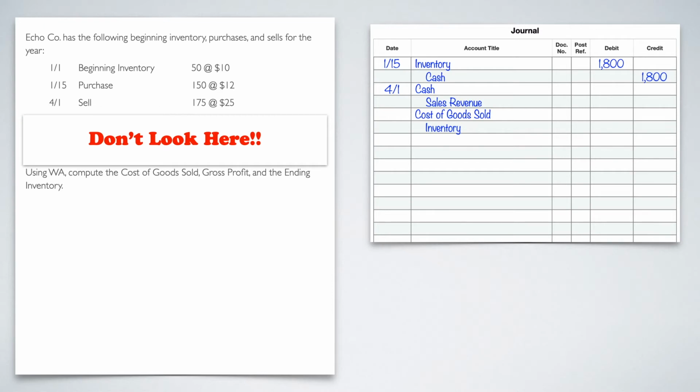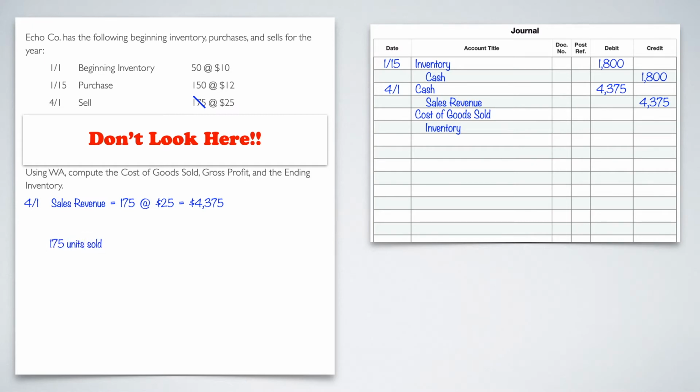But again, just to go through the calculations and make sure we're there, sales revenue is 175, how many we sold, times the 25 that we sold it for each. That's going to give us 4,375. So I'm going to put that in my journal entry again. I'm also going to put a little slash mark through the 175 because we're done with that from the sales perspective. But now I need to expense those 175. So that's the number I need to hit.